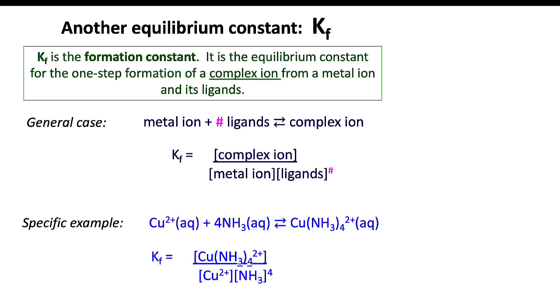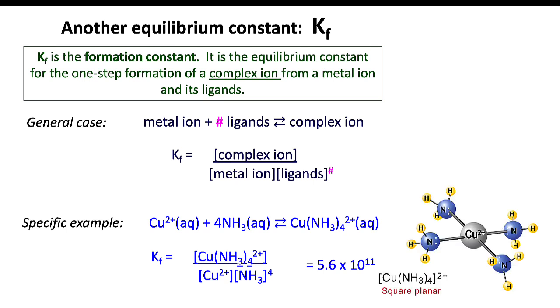Specifically, we may have the following. We may have a copper-2 metal, which has 4 ammonia NH3 ligands, and it's becoming this copper tetraammonia complex. And because this is a chemical reaction, we have a Kf that's products over reactants. Note the 4 on NH3 becomes an exponent. And here's the value of this constant, 5.6 times 10 to the 11, and these tend to be large and positive, indicating a favorable formation of this complex ion.